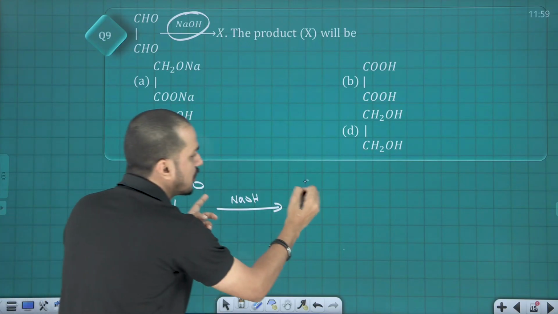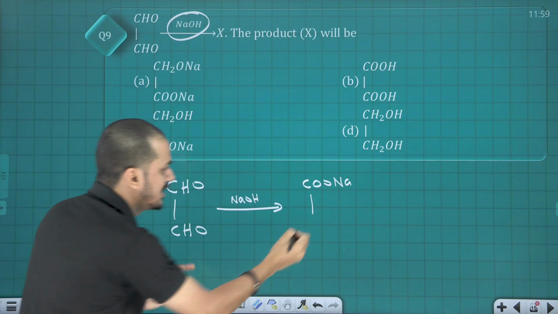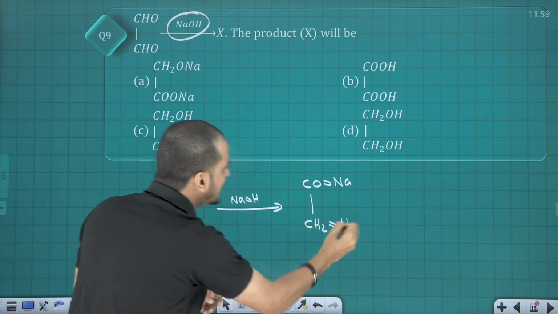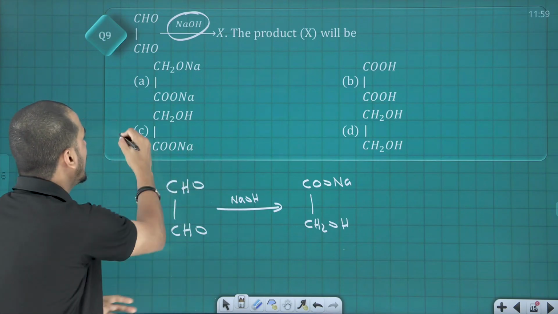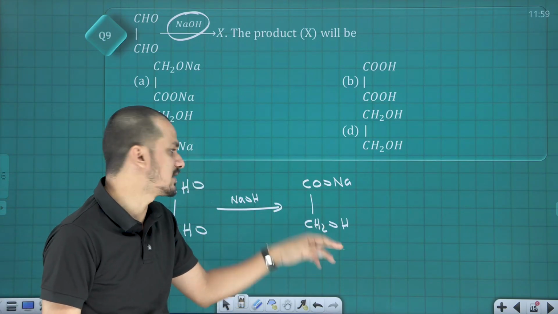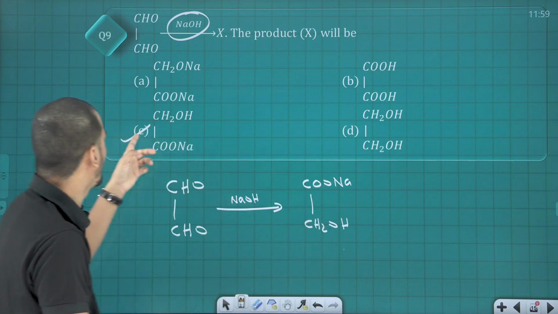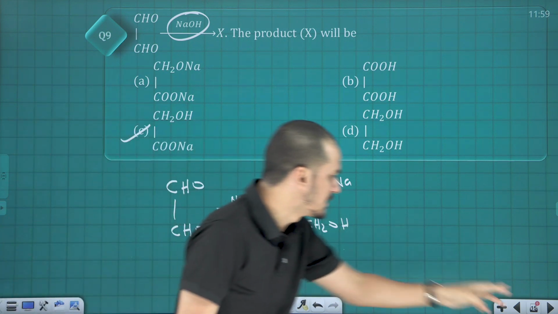So the upper portion undergoes oxidation, which means it will become COONa. The lower portion undergoes reduction, CH2OH. That's it. Only one option. Which option? You can see CH2OH, COONa. Option C. Either upper oxidation, bottom reduction, or else upper reduction, bottom oxidation. Only one option, C. Ready, guys? Yeah. CH2OH, COONa. Okay. So next one.